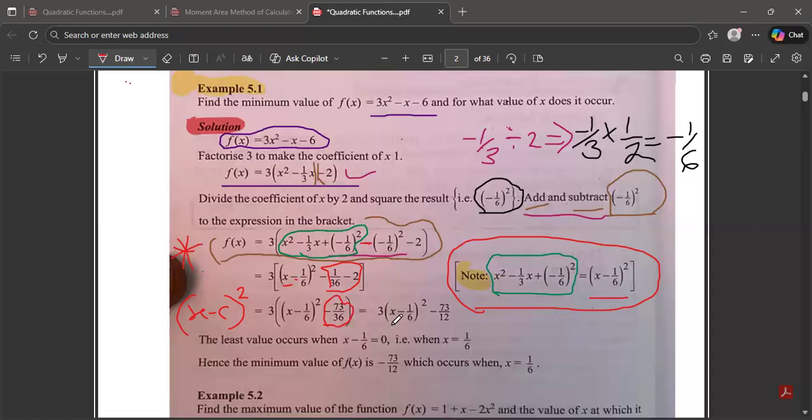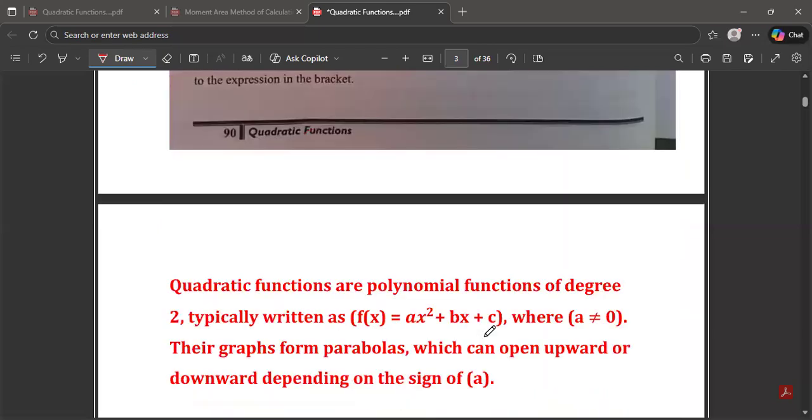Finally, this is the same as this, and you realize that the least value occurs when x is equal to what? Negative 1 over 6. Hence, the minimum value is negative 73 over 12, which occurs at x equals negative 1 over 6. Do you have any question to ask before we proceed?